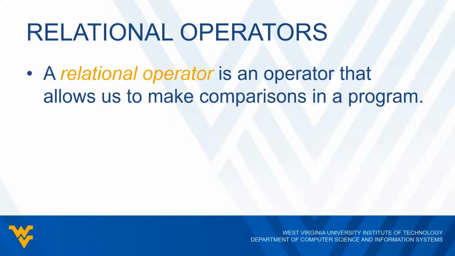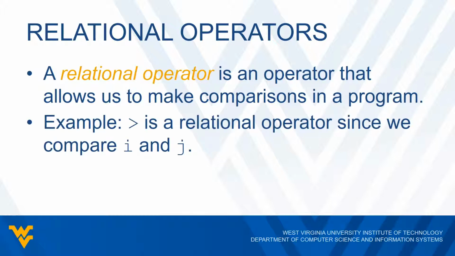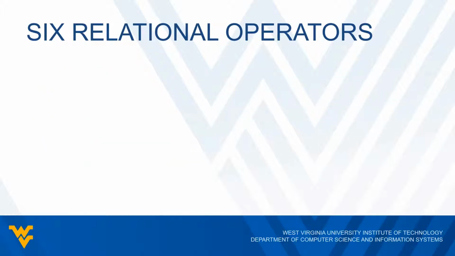A relational operator is an operator that allows us to make these kinds of comparisons in a program. Using our previous example, the greater than symbol is a relational operator because we're comparing i and j. These operators, as I said, let us make comparisons, so any symbol that lets us do that would be considered a relational operator. Now, there are 6 different relational operators that we're concerned with.